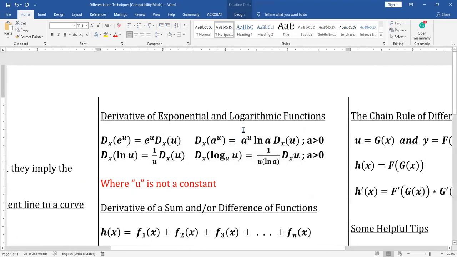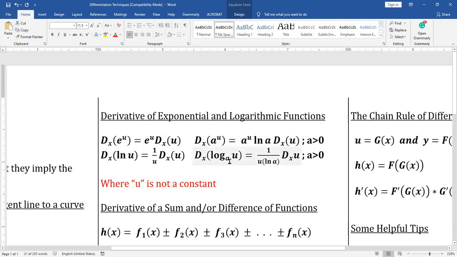Not yet. There are still more, including the integral. So let's continue. Let's work on derivatives of logarithmic terms or expressions. So here is the formula.